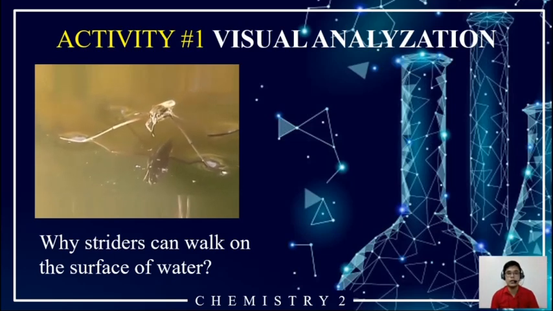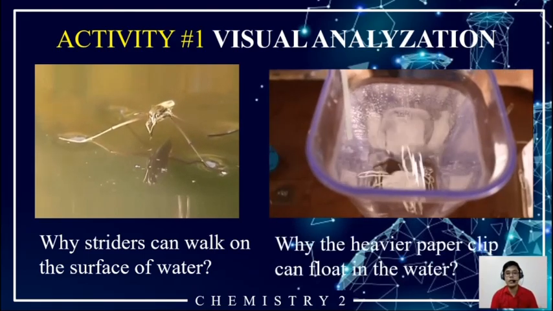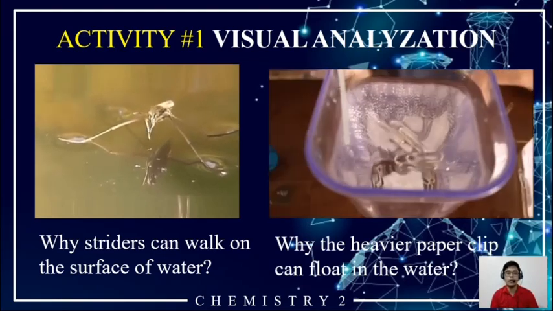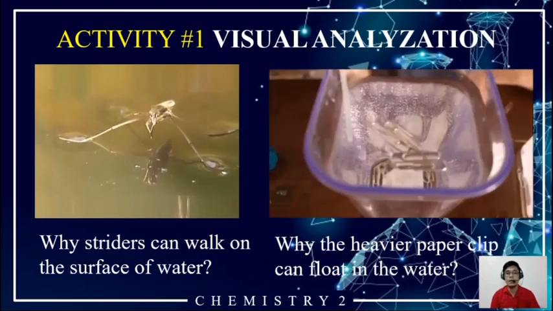What do you think is the reason or the science behind why striders can walk on the surface of the water? You don't need to have your research about why striders can walk on the surface of the water. Just your own understanding or let's say opinion. So why do you think striders can walk on the surface of the water? And second GIF, we have the clip, okay, the paper clip. And the question is, why the heavier paper clip can float in the water?